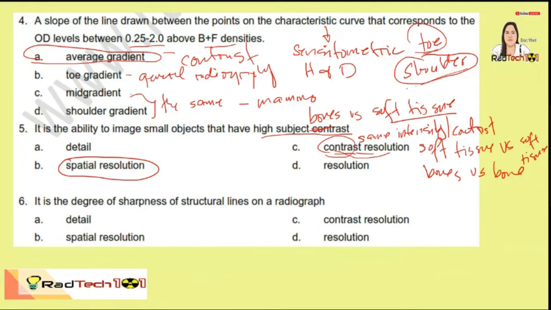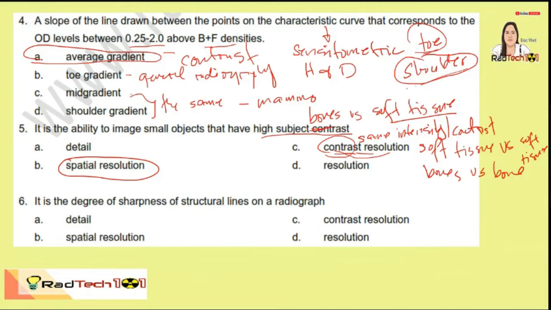So when we say resolution, it is the ability to distinguish object detail, or it is the ability to differentiate between structures, images, or events and display. So kapag sinabi natin resolution, it is the ability to differentiate objects, the ability to differentiate structures.